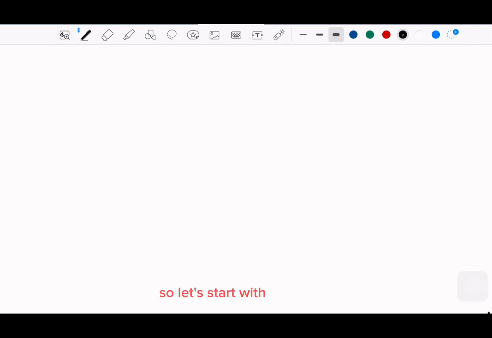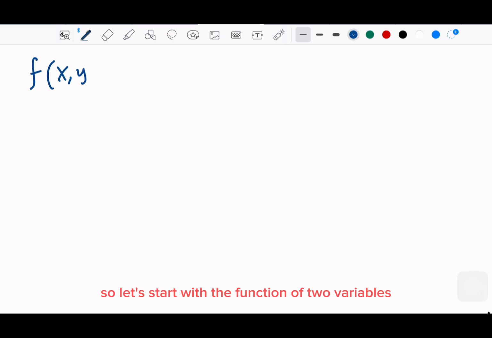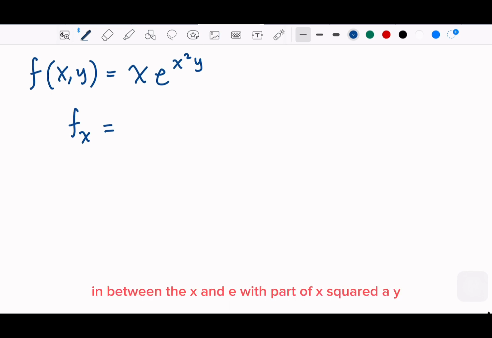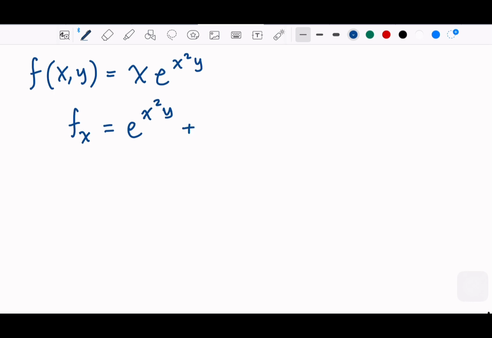Let's start with a function of two variables. If you want to take the partial with respect to each of the variables, for example, we take the partial x, then we are going to have a product rule between the x and e to the power of x squared y. Remember, when we take the partial x, we make y a constant. So this is going to be e to the x squared y, and then plus x times e to the x squared y.